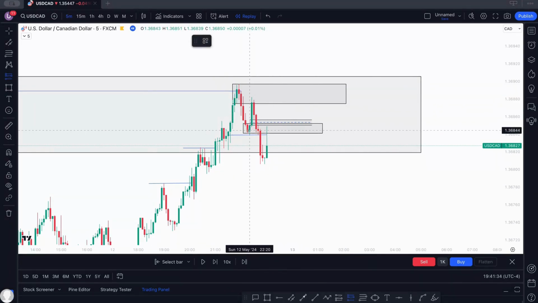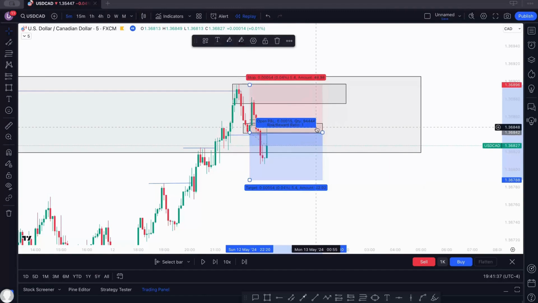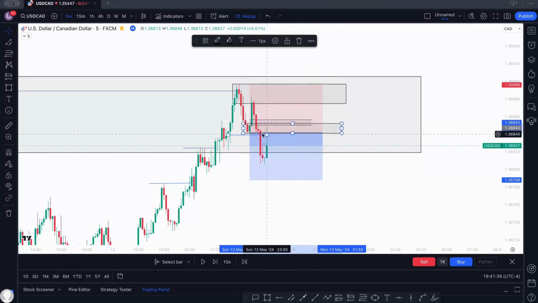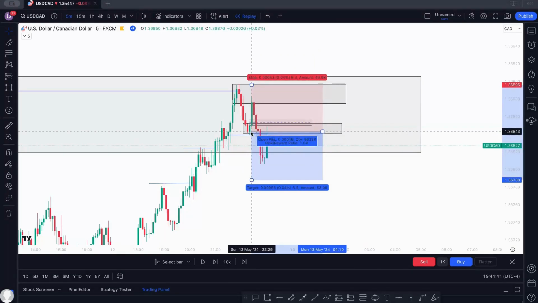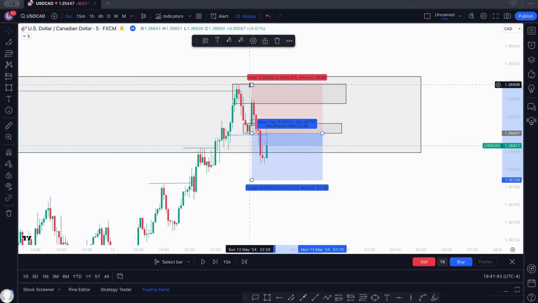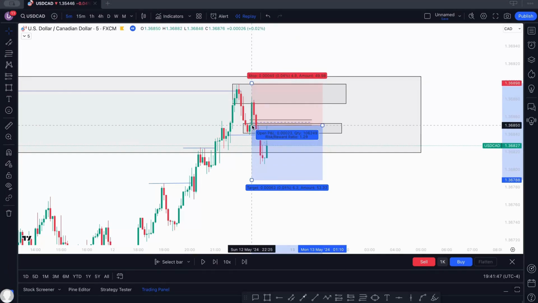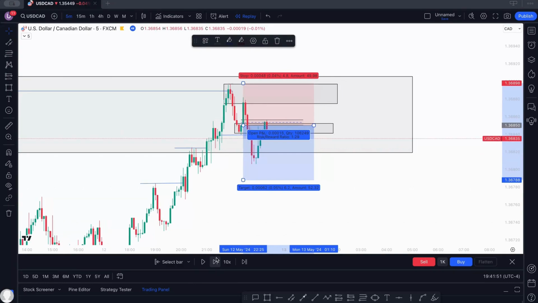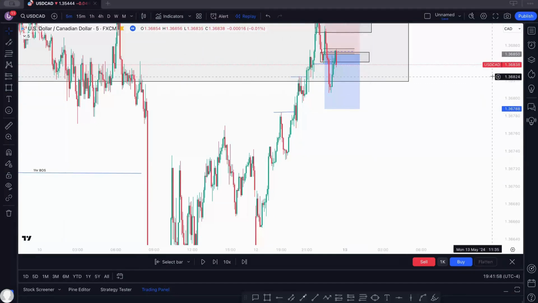I can decide to take my entry from here, mitigation block is my choice, and put my stop loss above here, or I can decide to take my entry from the fair value gap. It's still my choice. Can you see that on the fair value gap? And my stop loss is what? 4.5 pips. And I will come down here.